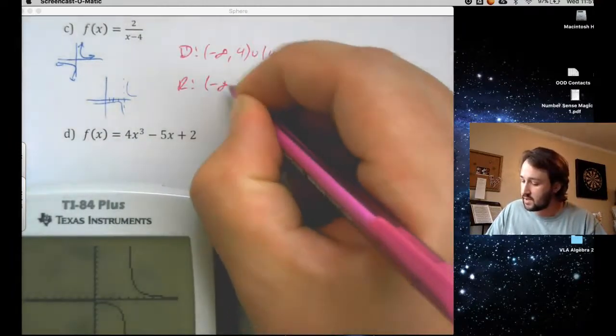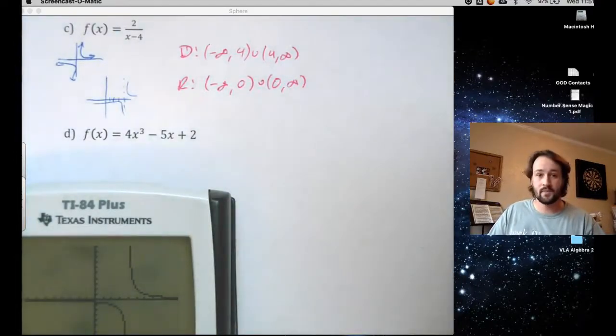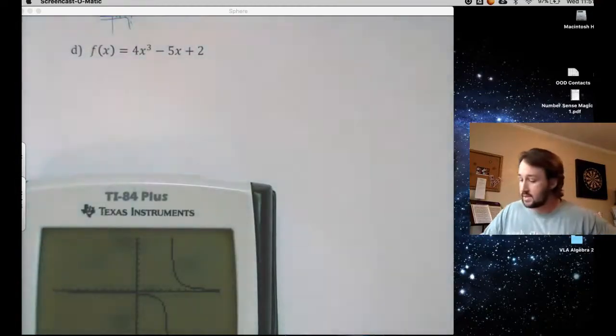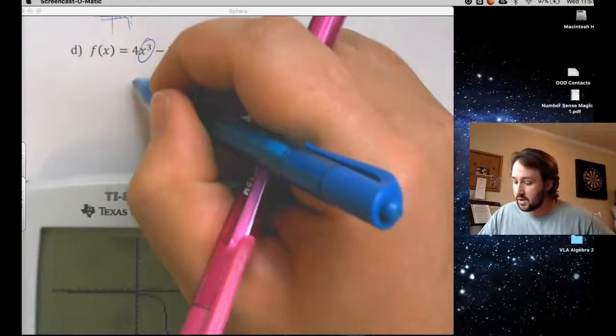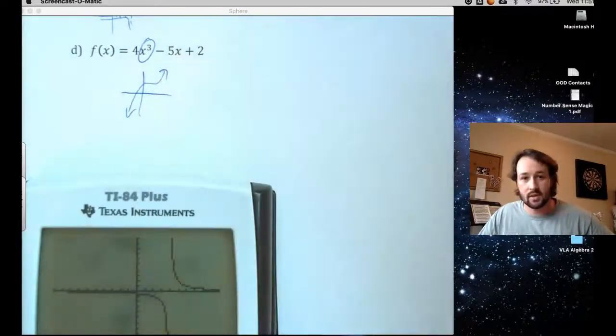So I have negative infinity to 0, and then again from 0 to infinity. There's our range. All right, this one, I don't even need to really do it. So again, I notice I have an x cubed, so I have a cubic function. Doesn't really matter what it looks like. It might look something like that, though.